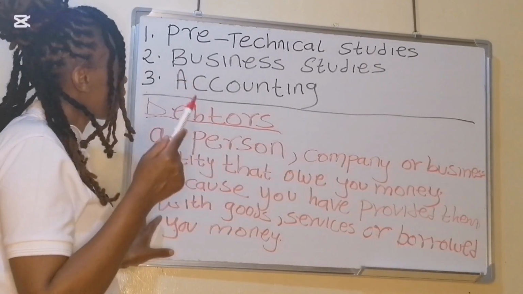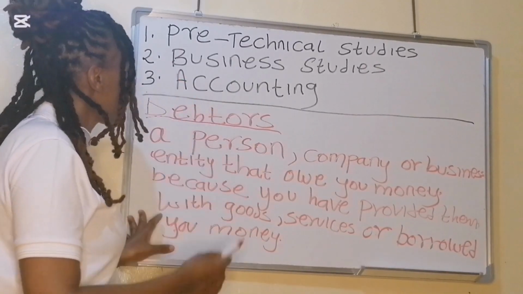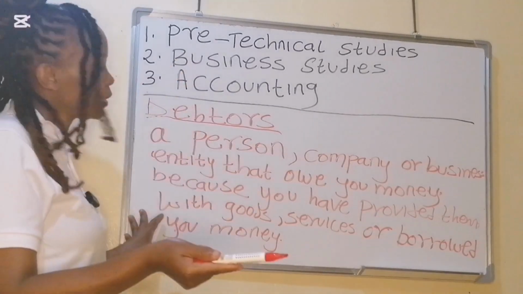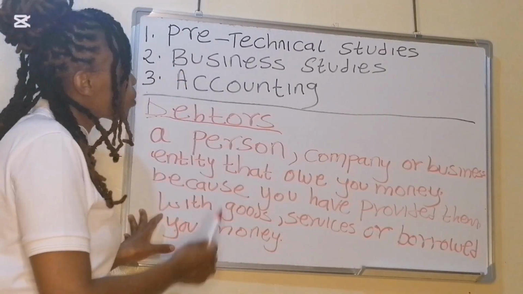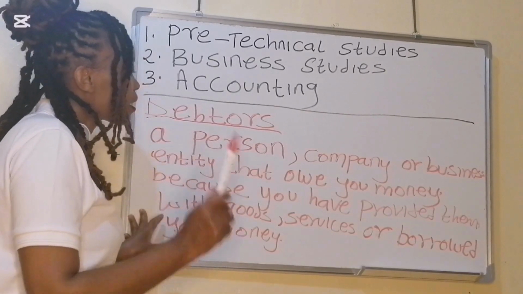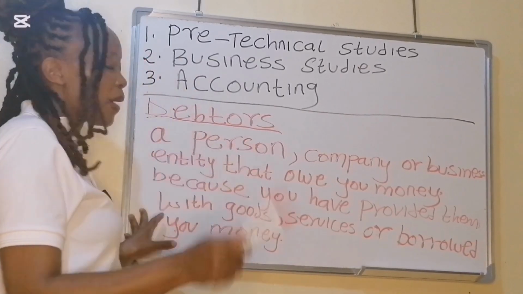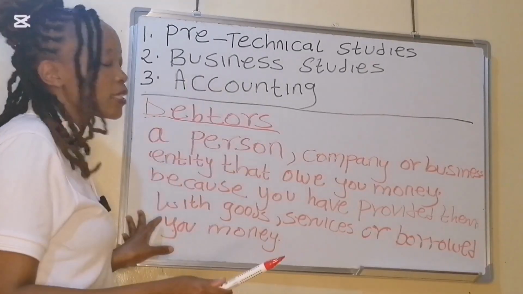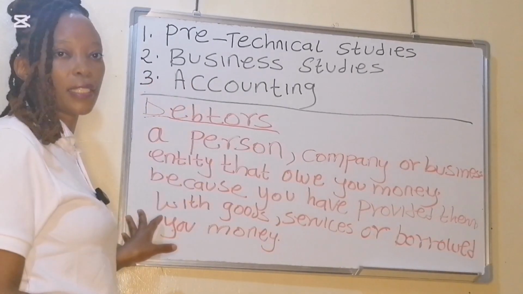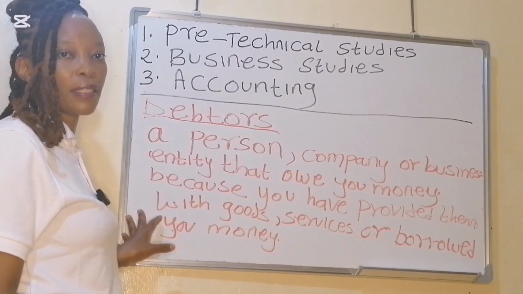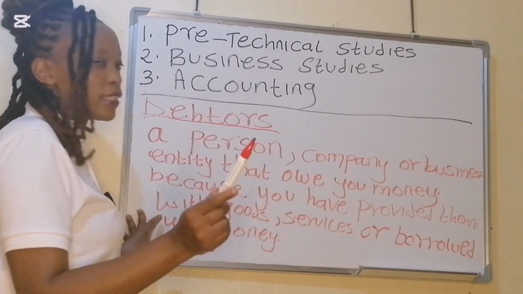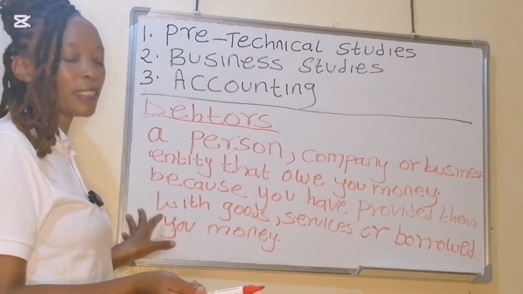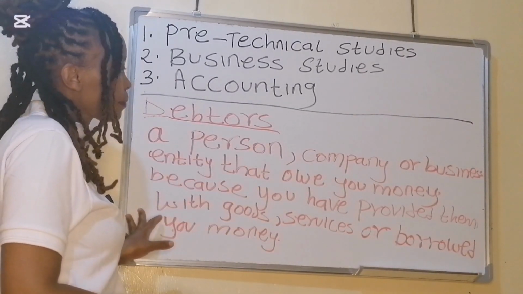Debtors is a person, a company, or a business entity that owes you money. They owe you money. They have your money. They owe you money because you have provided them with goods, services, or they borrowed money from you. You have given them services or goods, but they have not paid you yet. You have sold on credit. Okay? They have borrowed money from you. Those are debtors. Okay?